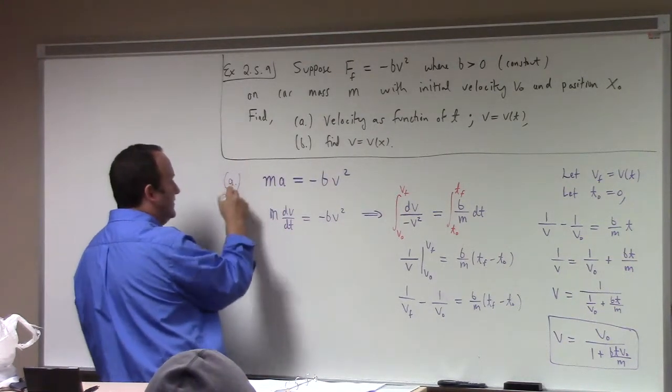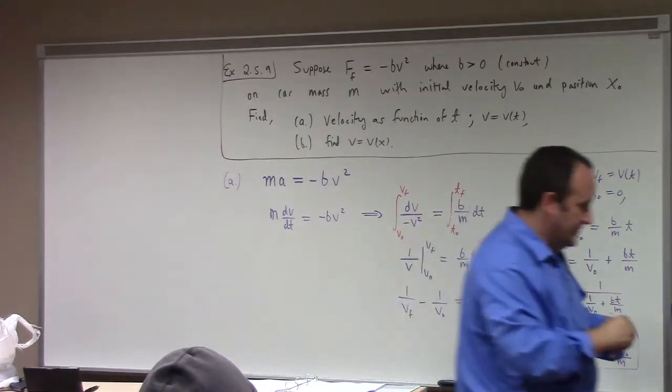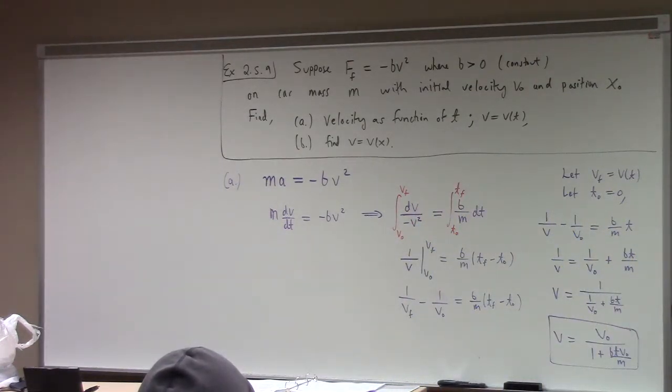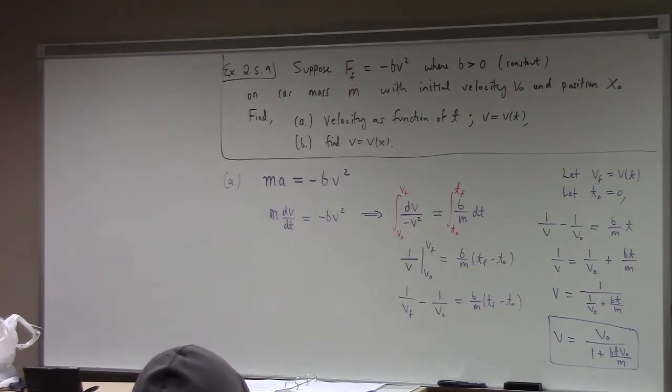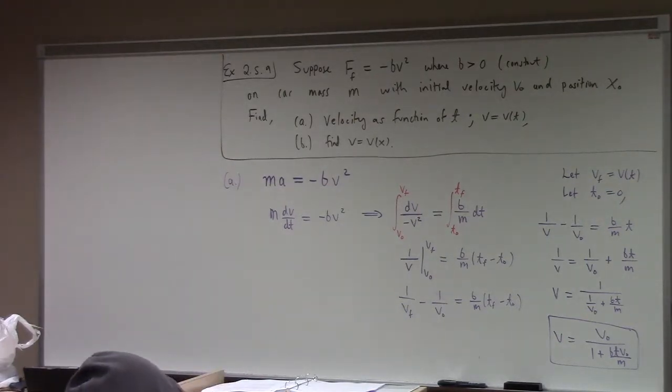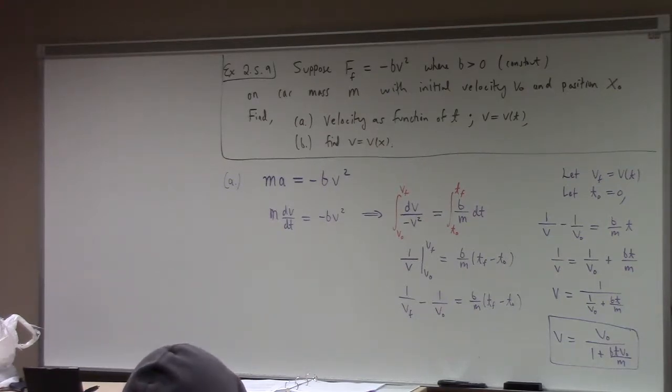To solve part B, we used the v dx trick. So for part B, we've got ma is equal to minus bv squared. But we should look at that as m dv dt equals m dv dx dx dt, in other words m v dv dx, which is super nice because we've eliminated time at the level of the differential equation.